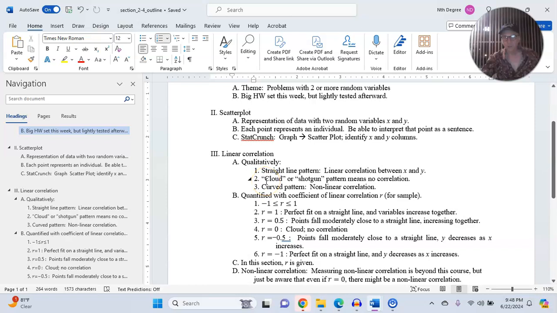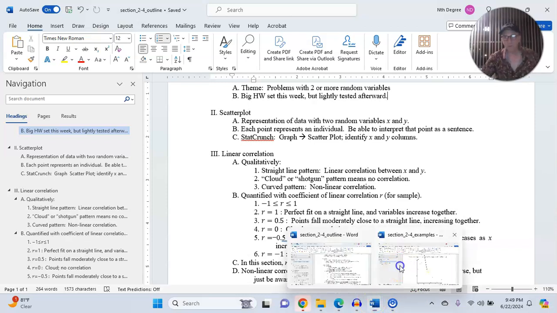Another kind of pattern that we might see is basically sheer randomness. I sometimes call this a cloud or maybe a shotgun pattern. And that would indicate that there is no correlation between x and y. And then third, we might also sometimes notice that there's some kind of a curved nonlinear pattern.